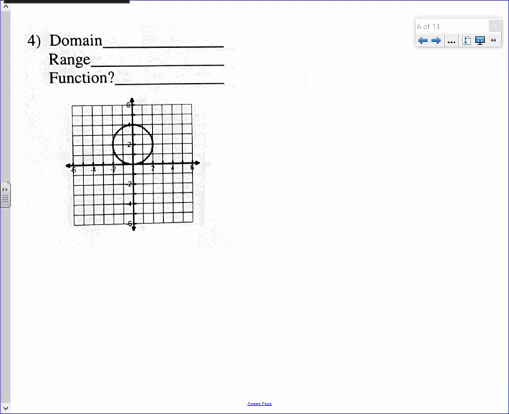Let's do it. We got a circle. And Reyes has got a couple of noodles.